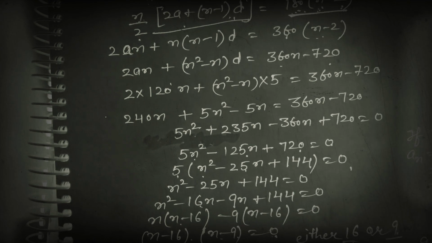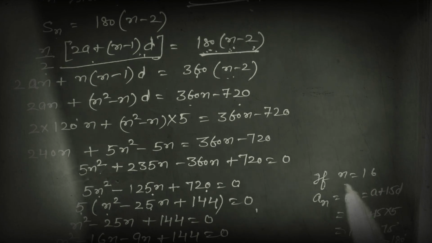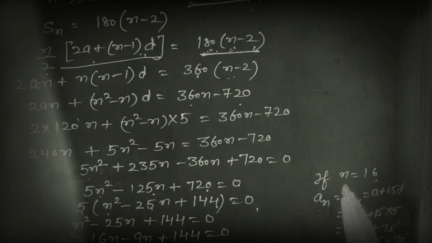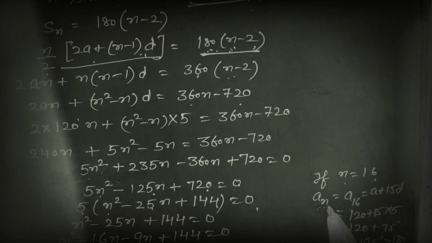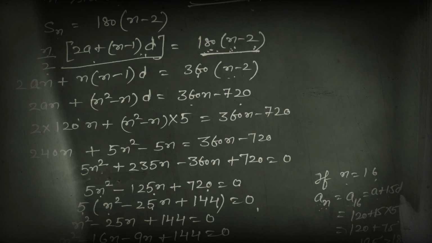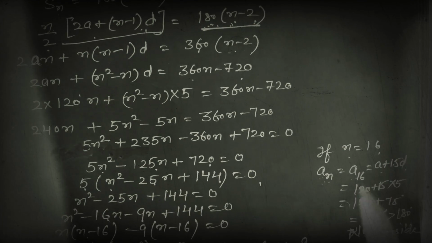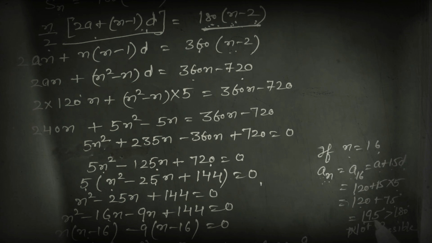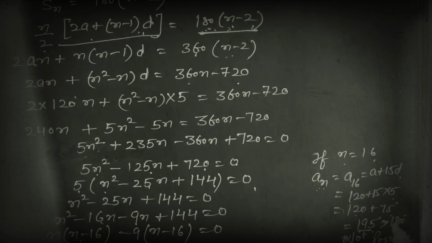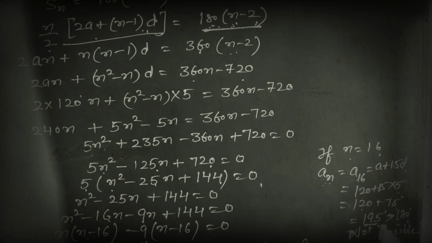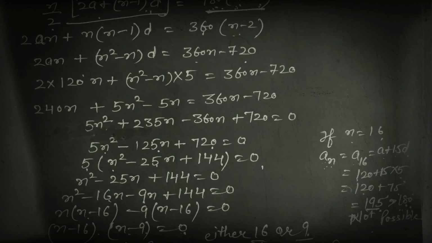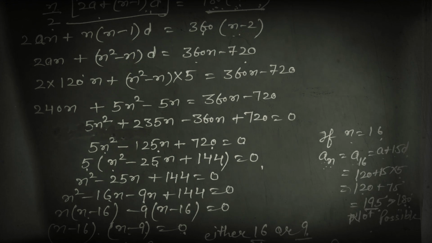Now we will check what is the accurate answer. If we put n is equal to 16 in the nth term, we will find a16. It is a plus 15d, and the value of a is 120, d is 5. So 120 plus 75, it is 195. But in a polygon, no angle can be greater than 180. कोई भी angle 180 से greater नहीं हो सकता. So this is not possible. So the n value is 9. In this question, the number of sides of the polygon is 9.